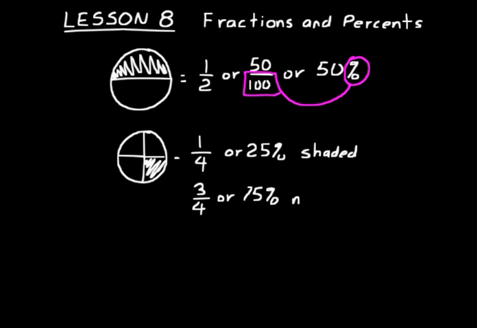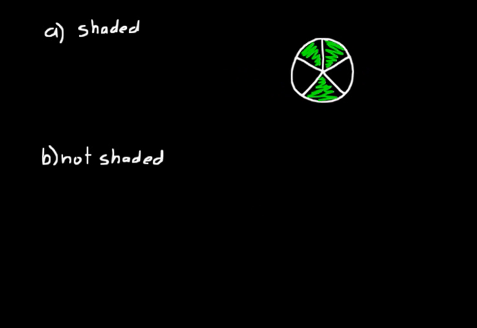or 75% is not shaded. See, it has to total up. The whole circle, if you look at the whole thing, that equals 100% of the circle. So 1/4 and 3/4, that's equal to 1 whole thing. Same thing as the 25 and the 75%. If you added those together, you'd get 100%. So 25% of it is shaded, 75 is not. 1/4 is shaded, 3/4 is not. Percent is just another way of writing a fraction.